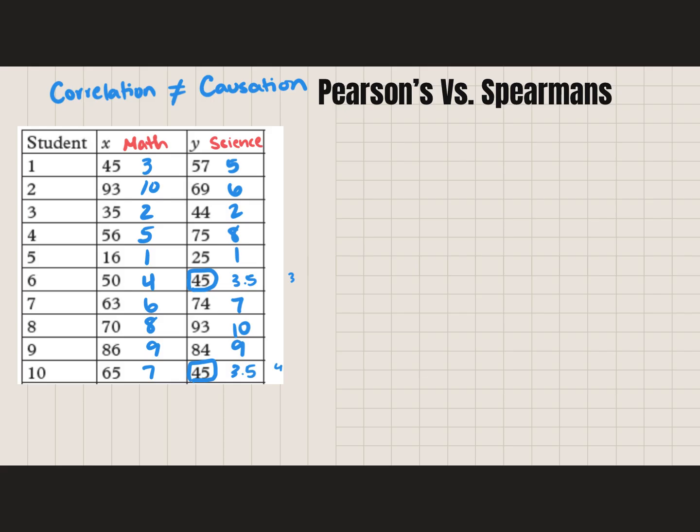Okay, so Pearson's versus Spearman's. How do I know which one to use? First rule, Pearson's is exclusively used with linear data sets. So for Pearson's, we would take our original data, not the rankings. All of our original data.